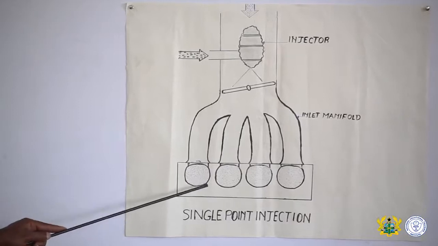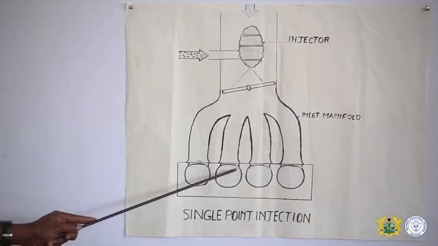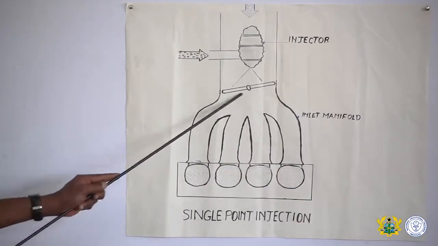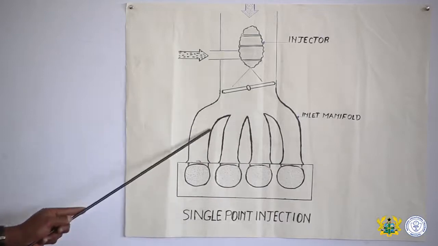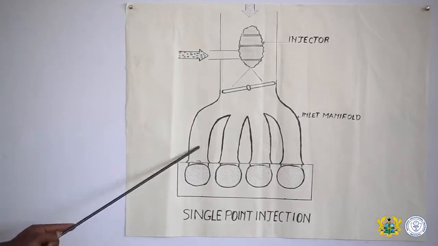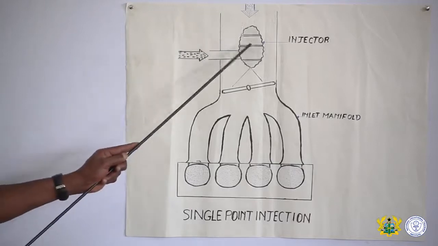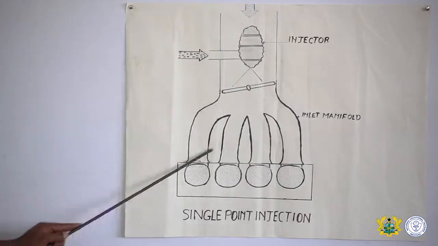This is a 4-cylinder engine. This represents the cylinders. This is the inlet manifold. So each of these manifolds or inlet ports will serve each cylinder. So one injector is used to supply all these cylinders.